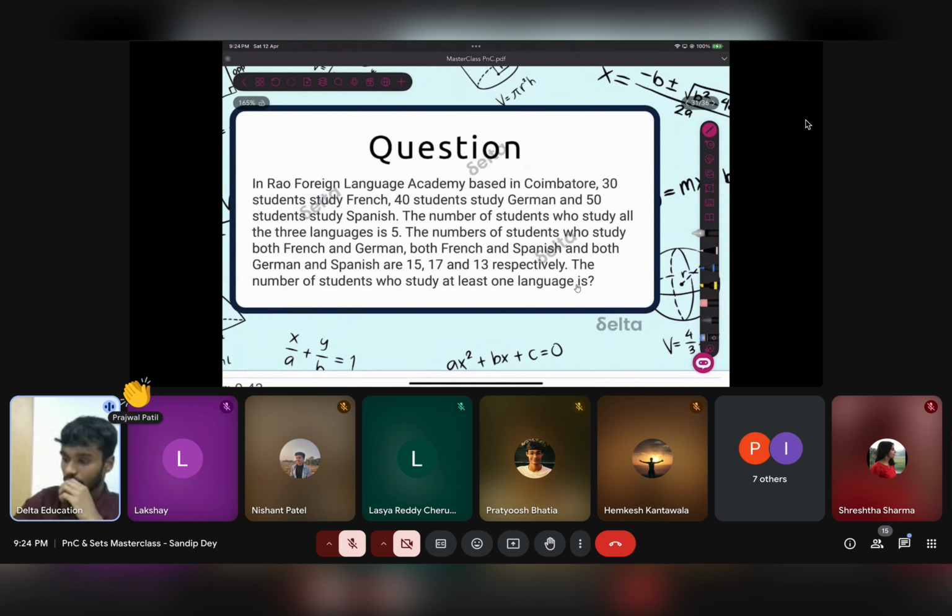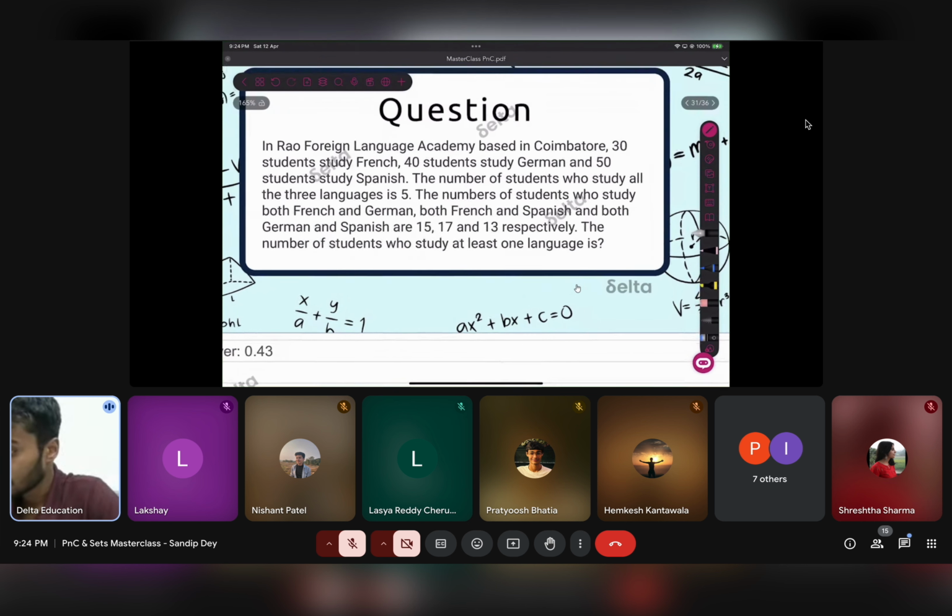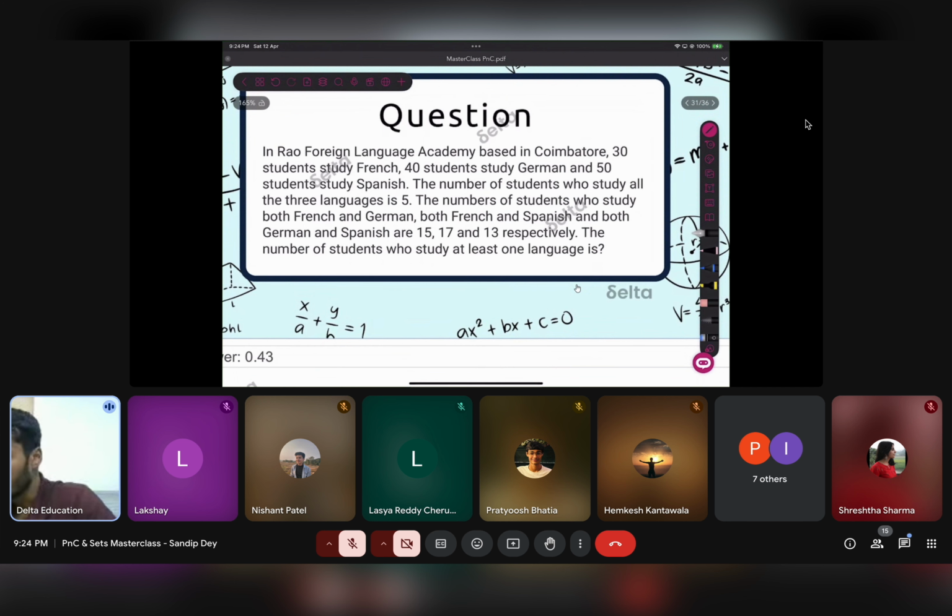Okay, so now we have a question that is mostly based on the Venn diagram. Let's read the question. In Rao Foreign Language Academy, based in Coimbatore, 30 students study French, 40 students study German, and 50 students study Spanish. The number of students who study all 3 languages is 5. The number of students who study both French and German, both French and Spanish, and both German and Spanish are 15, 17, 13 respectively. Find the number of students who study at least one language.